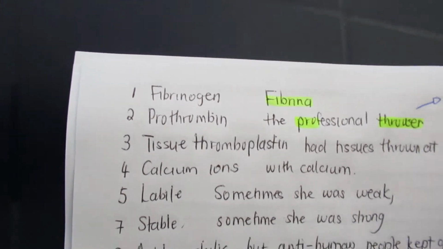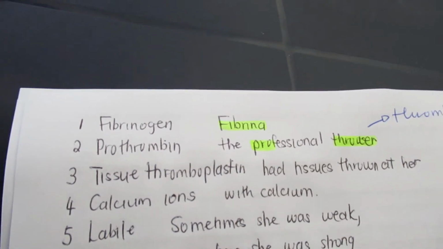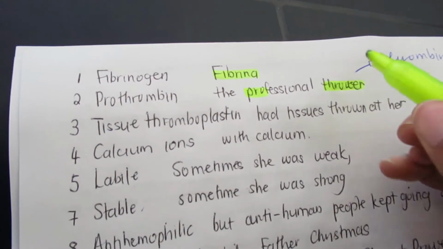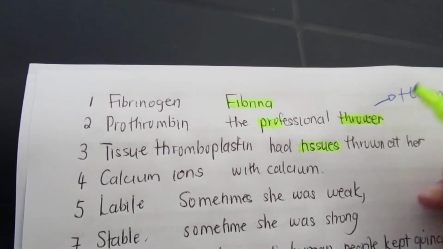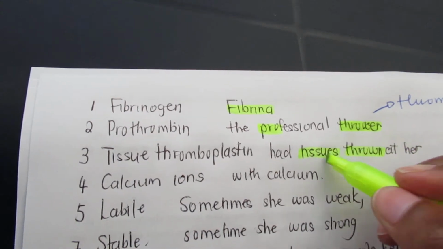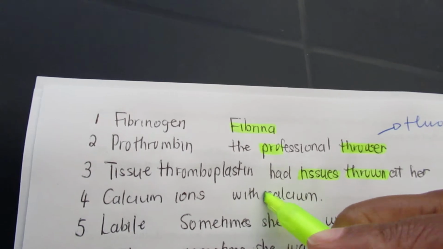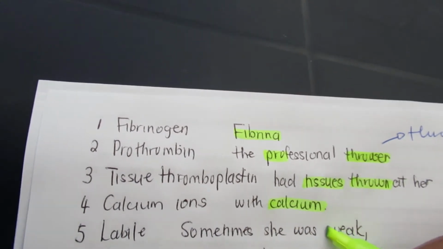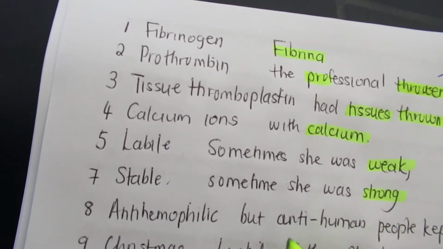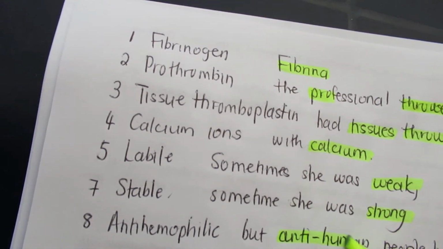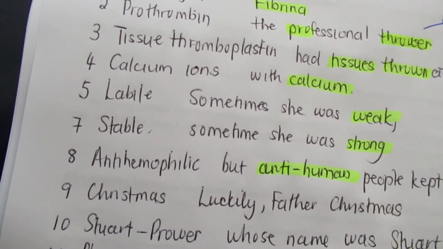Every time you see thrower in this story, think of thrombin. Okay. Tissue thrown is tissue thromboplastin. With calcium is obviously calcium. Labile is weak. Stable is strong. But anti-human people, anti-hemophilic factor, kept going on.